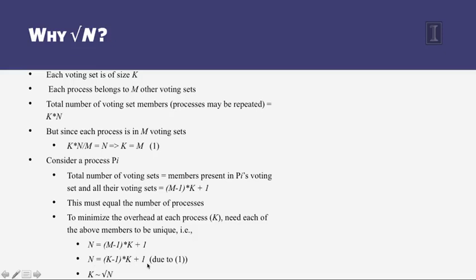Solving this, you'll see that k equals about the square root of n, give or take a little bit. And this explains why k equals m equals square root of n is the optimal value for minimizing the overhead of k. So in order to minimize k, we set n to be equal to (m minus 1) times k plus 1, and then we use the earlier equation k equals m to give us k equals square root of n.